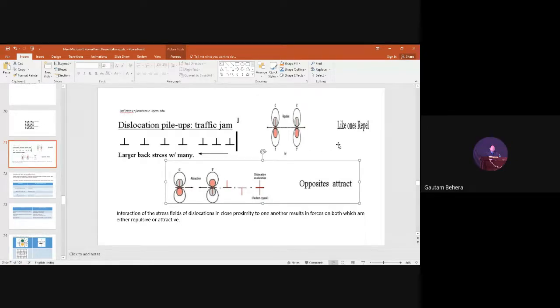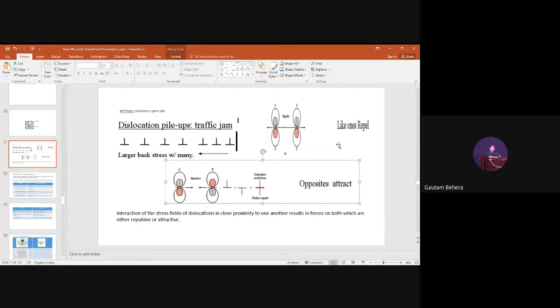Why are they repelling each other? You might have heard this one, that like dislocations always repel each other. You understood this in your DBM subject. Now can you tell me why like dislocations repel each other? The answer is right in front of you, if you carefully look at the figure, or otherwise you might have heard it at least.